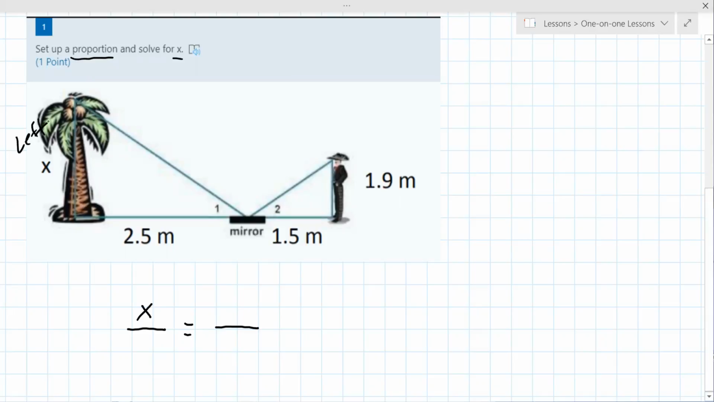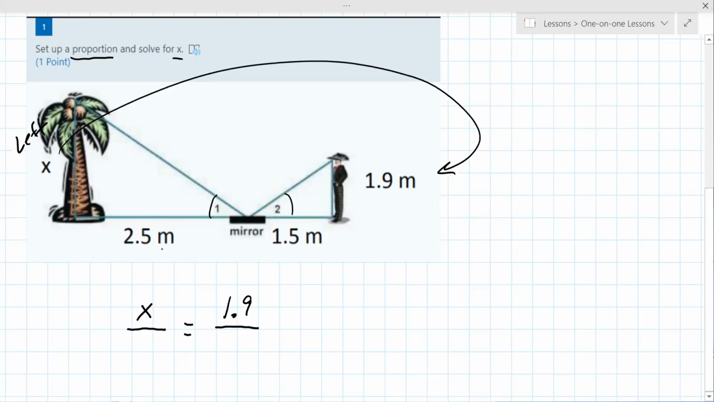If we're led to believe that these angles are the same, that means that x corresponds to the side over here, the 1.9. So you actually have a choice. You can either put 1.9 over here to the right or on the bottom. Where would you think to put that? On the right here. Okay, that's fine. So that means that we're putting the side of the triangle there.